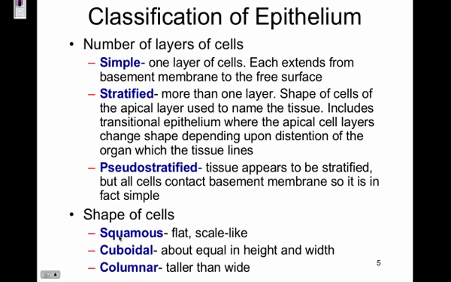Then the shape of the cells, if it's squamous, it's flat and scale-like. Cuboidal, the cells are equal in height and width. And then columnar, they're taller than wide. So we put these two together so we'd have like simple squamous. What kind of tissue would that, what would it look like? One layer of flat cells, right? Or a stratified cuboidal has more than one layer, but they're about equal in height and width.